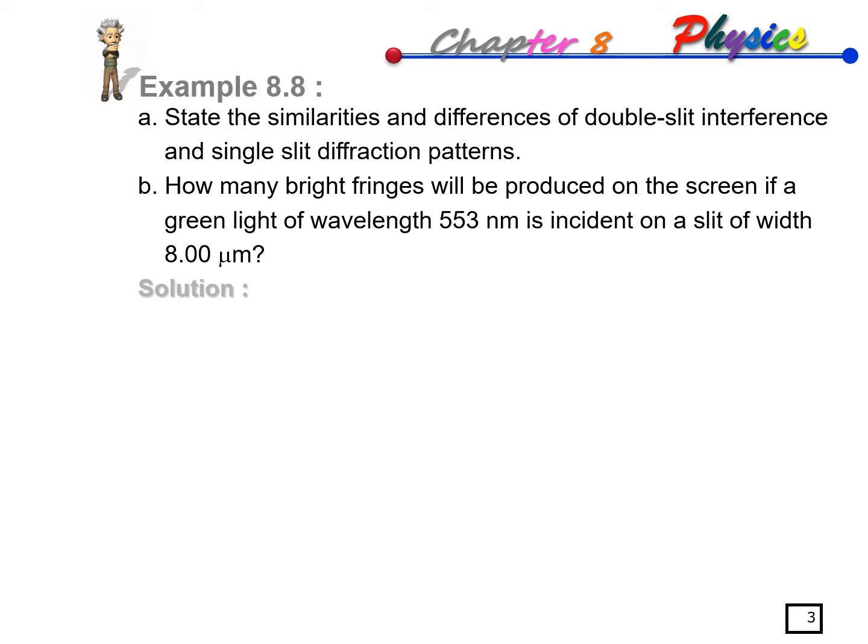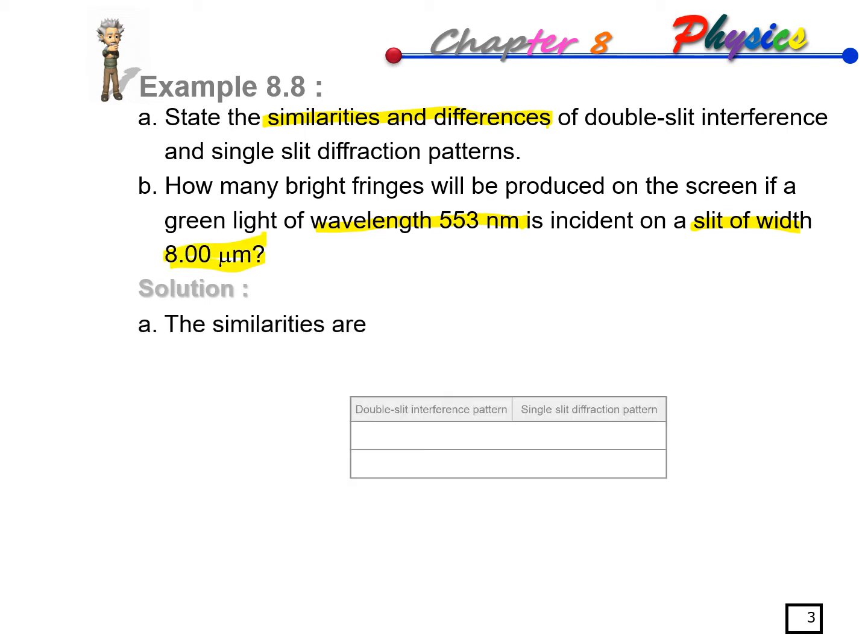Alright, next we look into example 8.8. In this one, they want us to state the similarities and differences of the double slit interference and single slit interference pattern. And then for B, how many bright fringes will be produced on a screen if you have a green light with wavelength given as 553 nanometer, and the slit width is given as 8 micrometer.